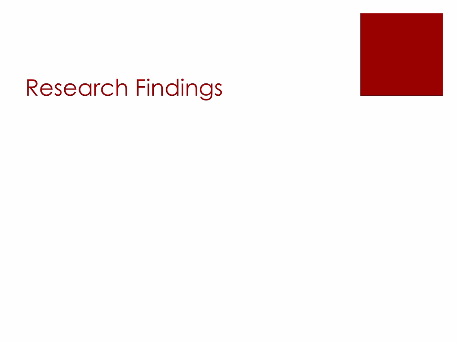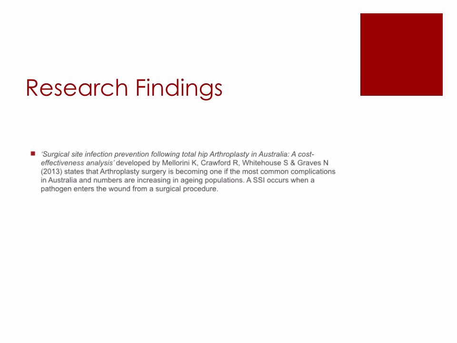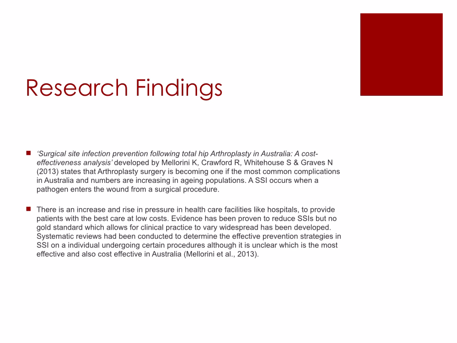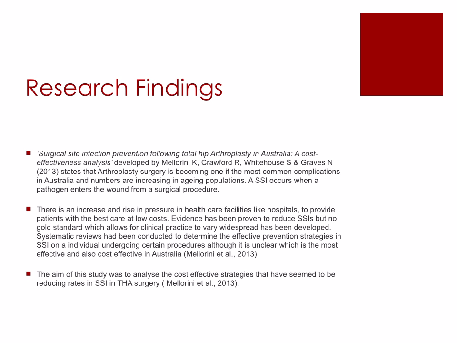Surgical site prevention conducted by Millarini, Crawford, White, and Graves 2018 looked at the analysis of cost-effective strategies that have seemed to reduce rates of SSI, focusing on arthroplasty surgery. It showed an increase and rise in pressure on healthcare facilities like hospitals to provide patients with the best care at low costs. Systematic reviews had been conducted to determine the effective prevention strategies in SSI for an individual undergoing certain procedures, although it is unclear which is the most effective and also cost-effective in Australia.